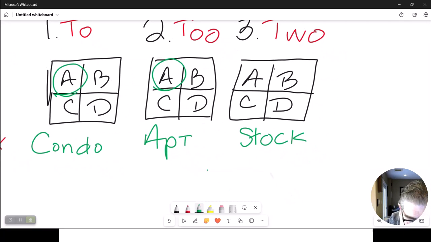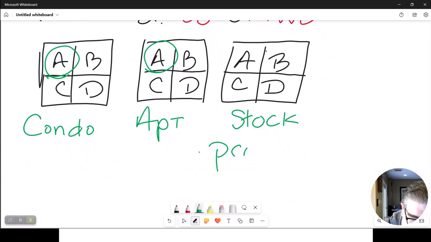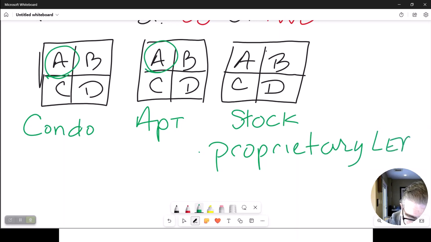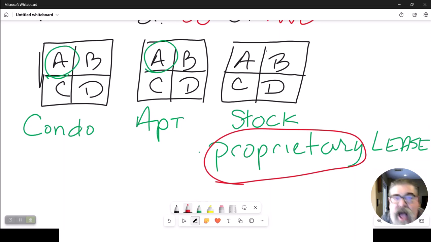It is in your ebook. Proprietary lease. This word is very important right here. A proprietary lease basically is a lease to yourself.